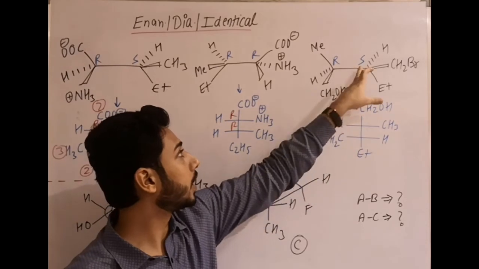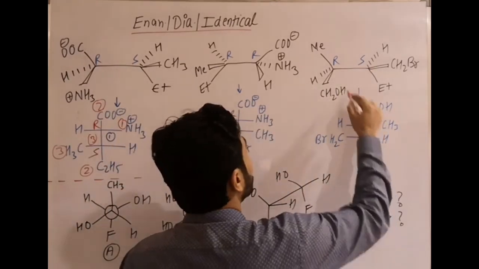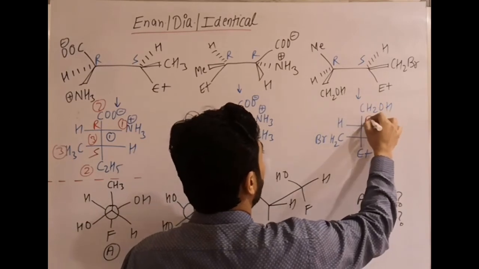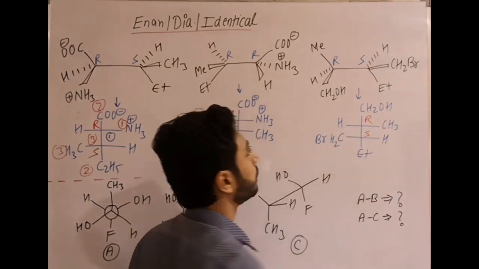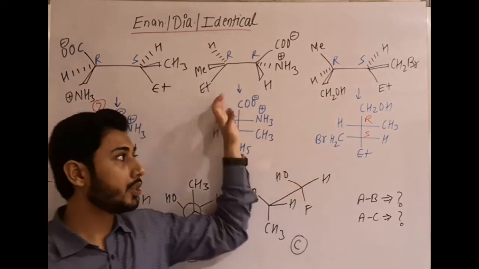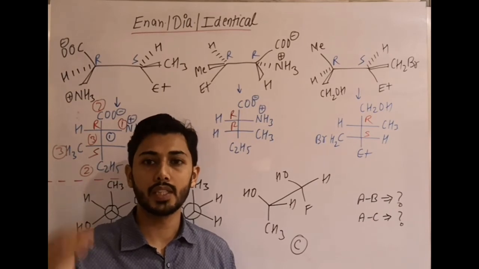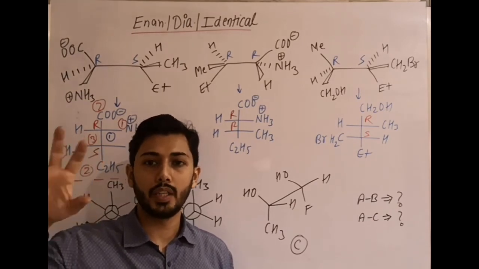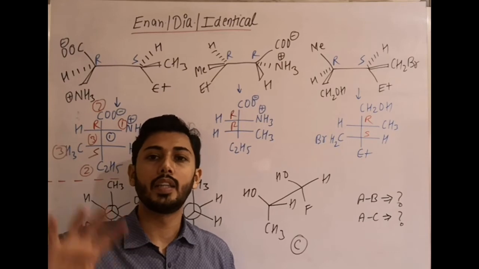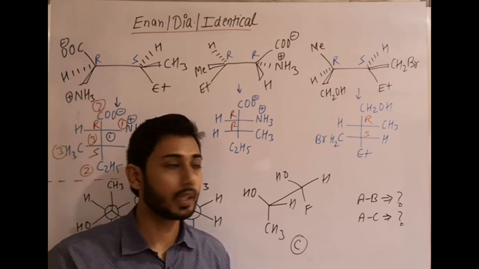2, 3, 4, it is R and S. So ultimately this carbon should match with R, and this should match with S. Are you getting it? Whenever you have to convert wedge-dash to Fischer, the best and most accurate way is to find out each center's configuration and then copy it exactly in the Fischer projection. Clear?